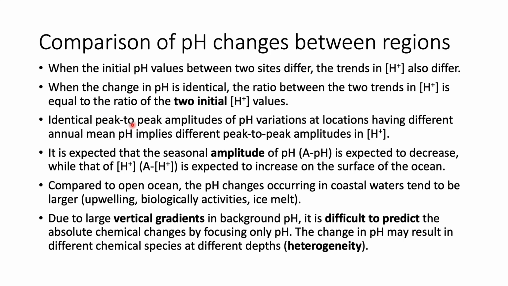Ideally, peak-to-peak amplitude of pH variation at locations having different annual mean pH implies different peak-to-peak amplitude of H+ ion concentration. This is another thing we have to keep in mind. Some studies have reported that the seasonal amplitude of pH is expected to decrease, while that of the hydrogen ion concentration is expected to increase on the surface of the ocean. See, the amplitude of pH may change, but the hydrogen ion concentration is expected to increase. Why are H+ ions increasing?